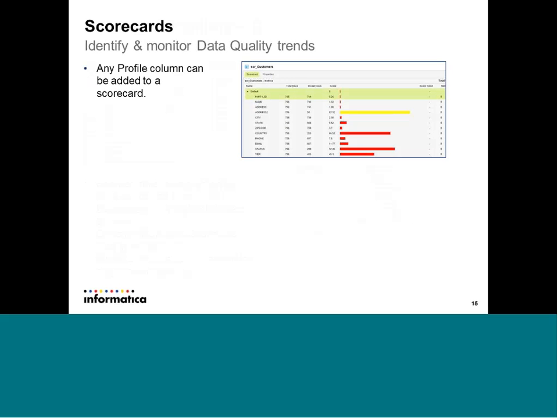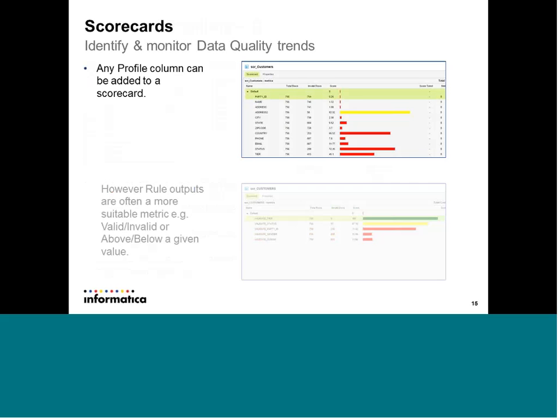So any profile column can be added to a scorecard. That's not always necessarily great. For example, in our little screenshot here, we have something called party ID, or we have name, etc. A lot of those are going to be unique values. So it's probably better if we come up with a rule that will test those to decide if it meets our criteria for being a party ID or a unique ID on that table, or if it meets the criteria we would set for it being a correct name, etc. And they will probably give us more meaningful metrics that we can follow.